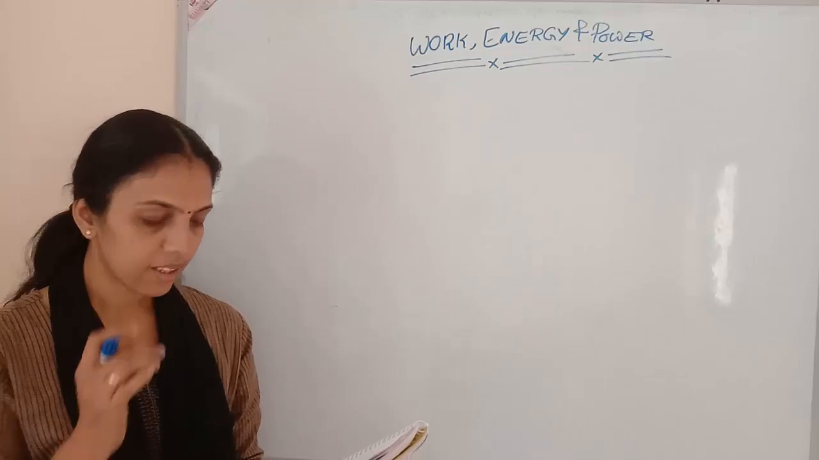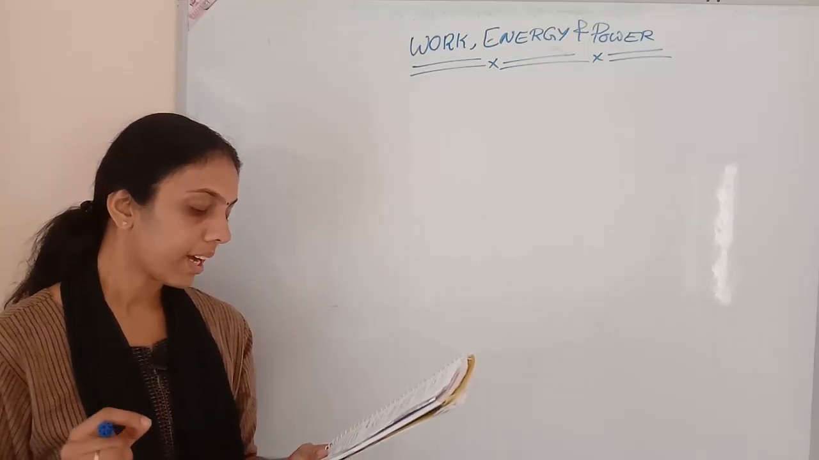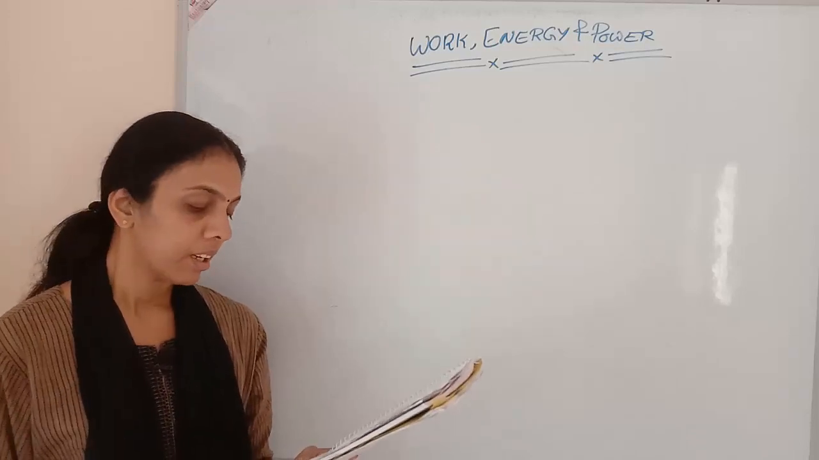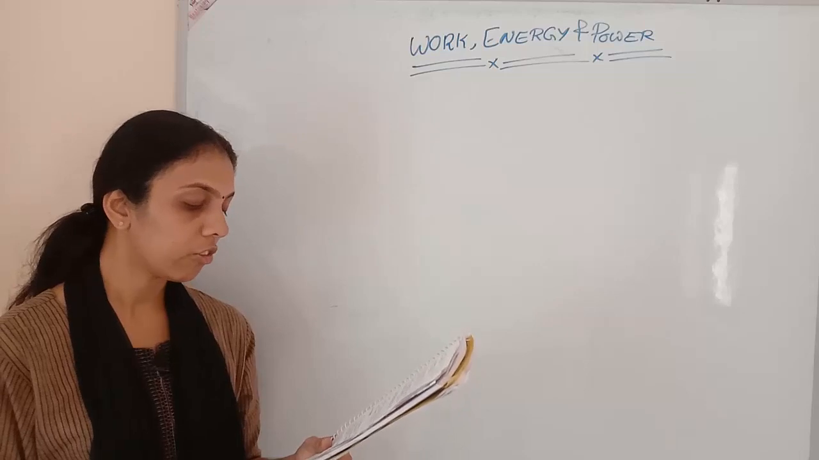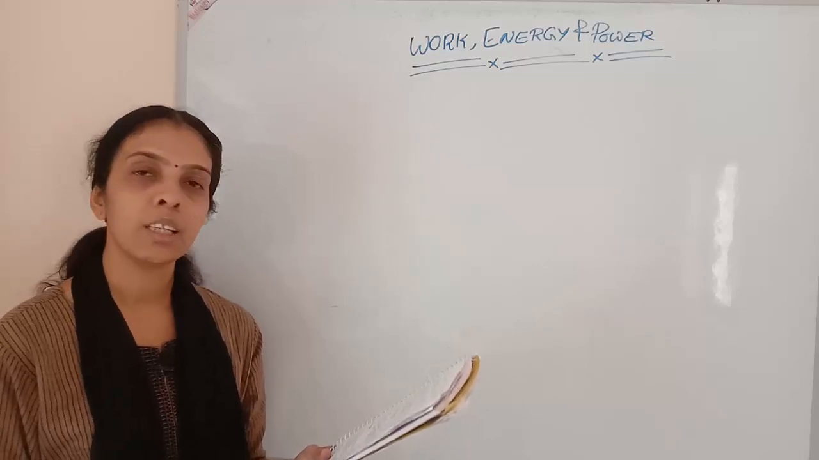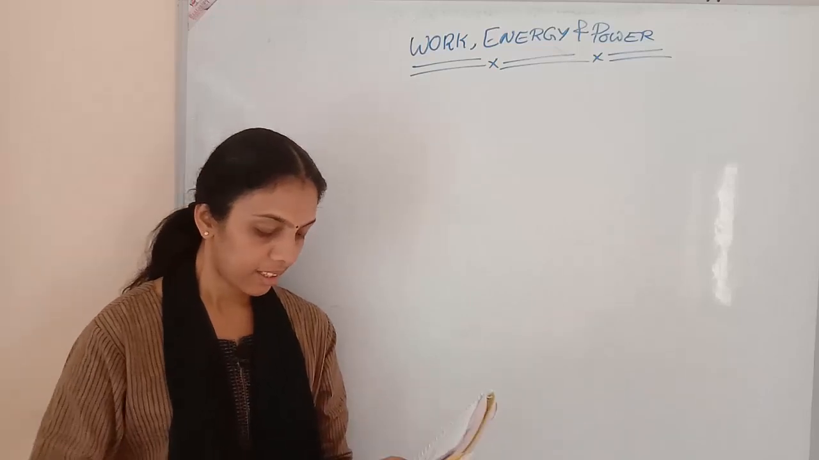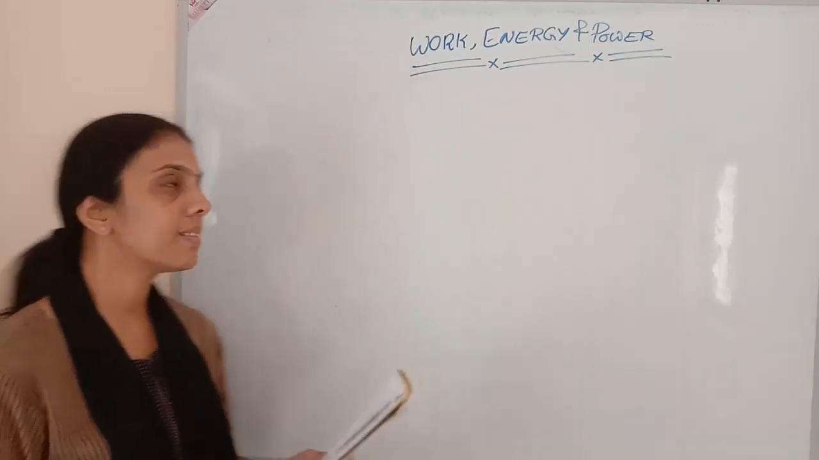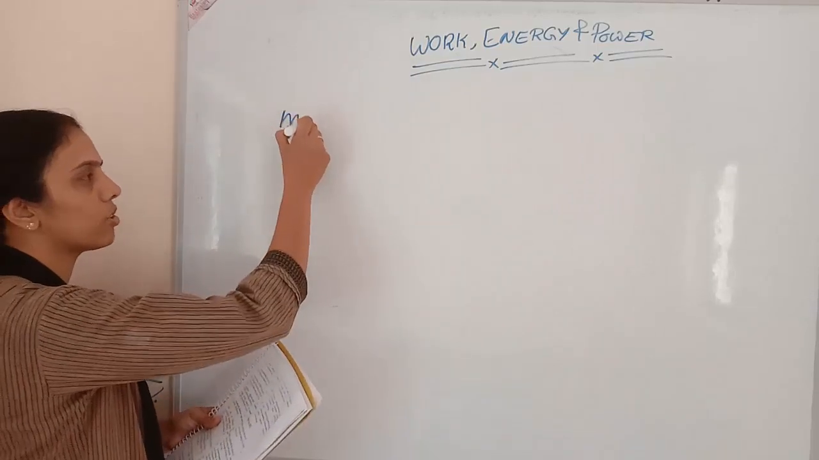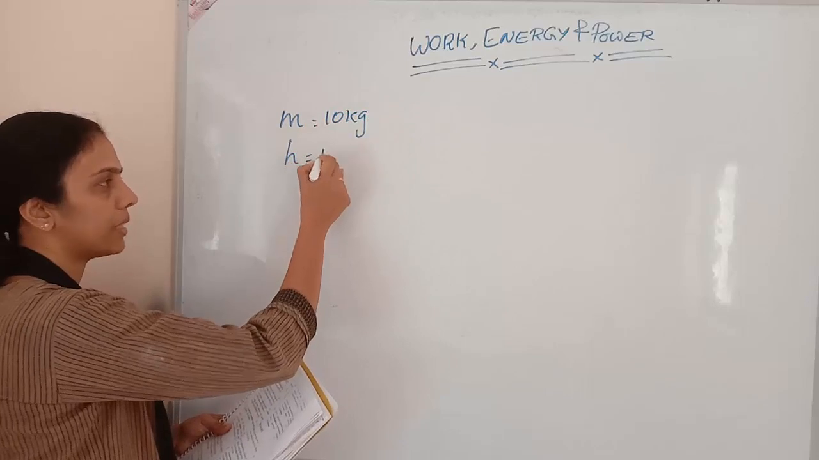Next question is, work is required to lift a body through a height from the ground. Calculate the work done in lifting a body of mass 10 kilogram to a height of 10 meter above the ground. So it's an easy question. Mass is 10 kilogram and height is given as 10 meter.